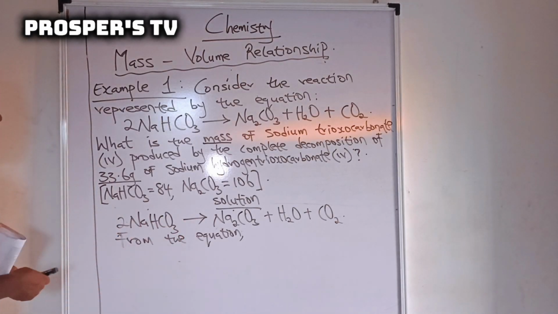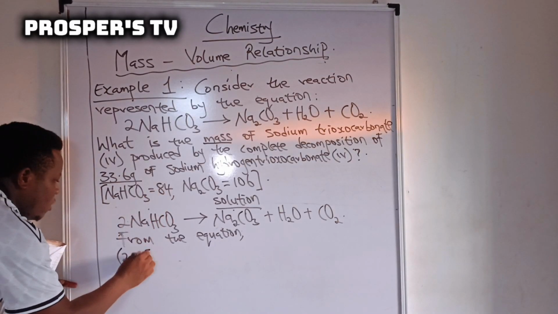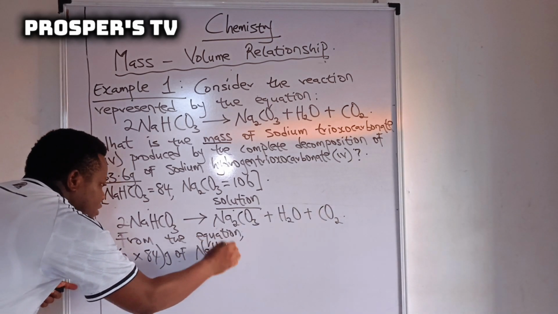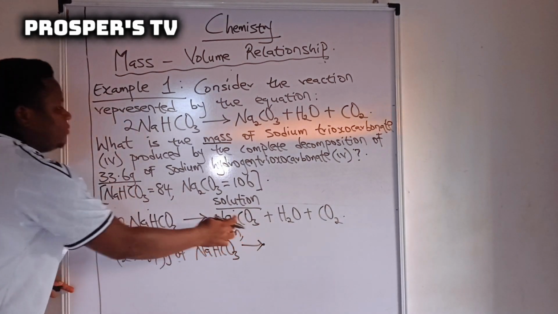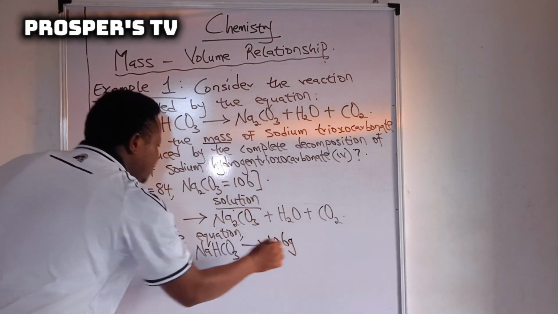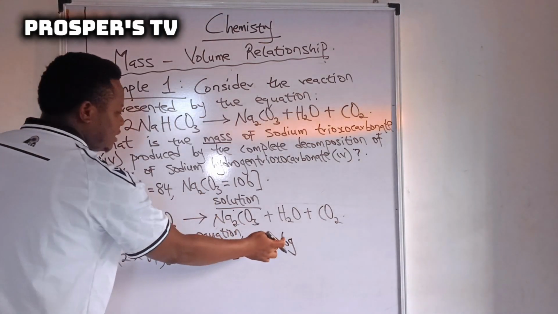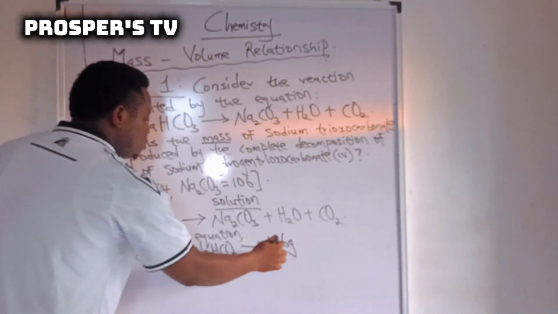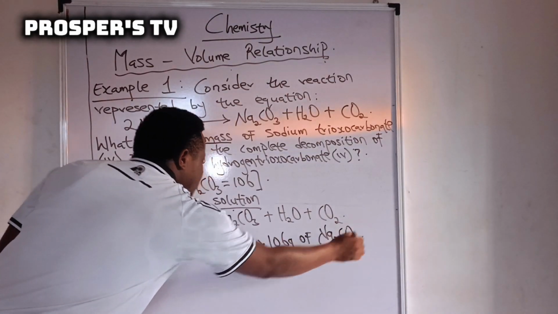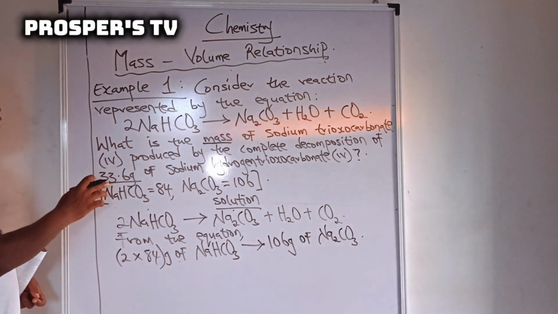The same thing now. So from the equation, I can say 2 times 84 grams of NaHCO3 produced 1 mole of this. And the mass for 1 mole of this is 106 grams. Since we have just 1 mole, we are not multiplying with any number, or you can say you're multiplying by 1. So 1 times 106 is 106. So it produces 106 grams of Na2CO3.